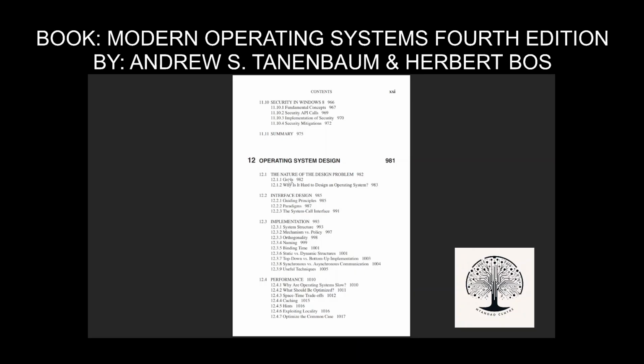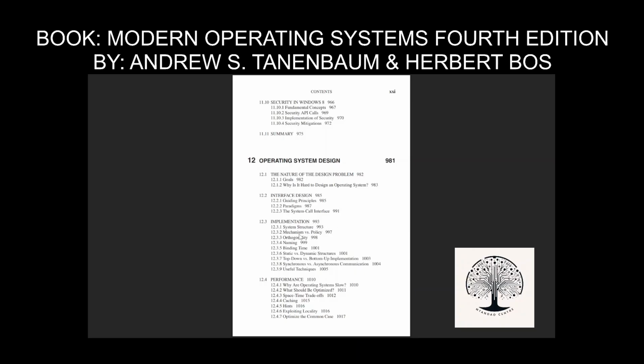This is our last chapter. Here we look at the nature of the design problem. We look at goals. We look at why it is hard to design an operating system. Then we look at interface design. We look at guiding principles. We'll look at paradigms. We look at the system call interface.